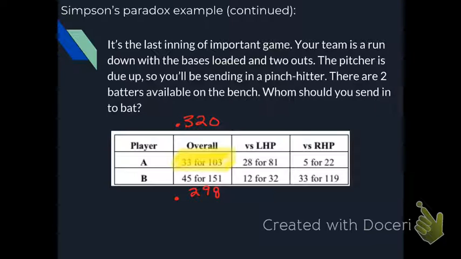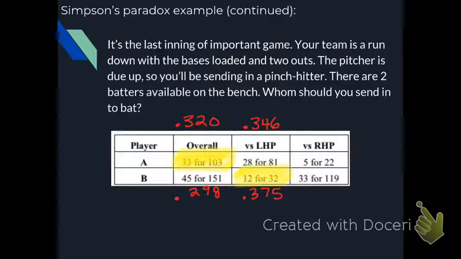Now, if we look at left-handed pitchers, the batting average for player A against left-handed pitchers is .346, and for player B, his batting average against left-handed pitchers is about .375. That's kind of interesting, in that if I were going to put in my pinch hitter against a left-handed pitcher, I might want to pick player B, even though his overall batting average is lower. Now, let's also look at right-handed pitchers.